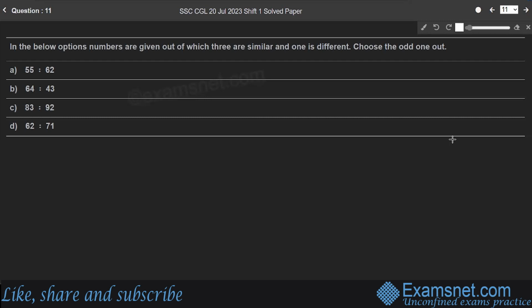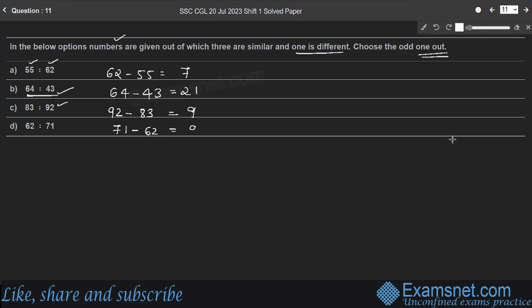Question 11. In the below options, numbers are given out of which 3 are similar and 1 is different. Choose the odd one out. Here option A has two numbers, 55 and 62. Let us consider the difference between the two numbers. 62 minus 55 is equal to 7, right? Whereas the difference between the numbers of option B, 64 minus 43, is equal to 21. And 92 minus 83 is equal to 9. And 71 minus 62 is also 9, right?